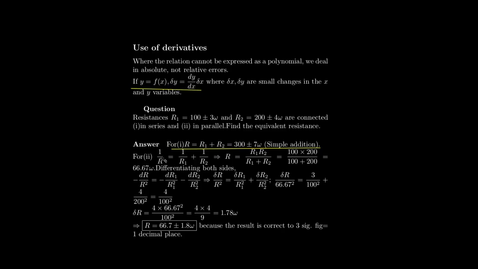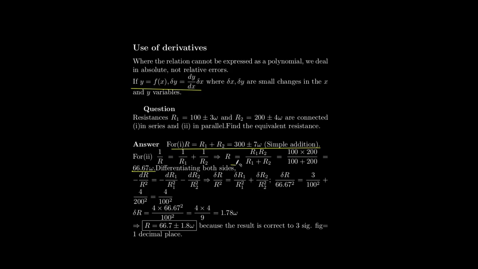For 2, the relation is 1 over R equal to 1 over R1 plus 1 over R2, which implies R equal to R1 R2 by R1 plus R2, which is equal to 100 into 200 divided by 100 plus 200, which is equal to 66.67 ohms.